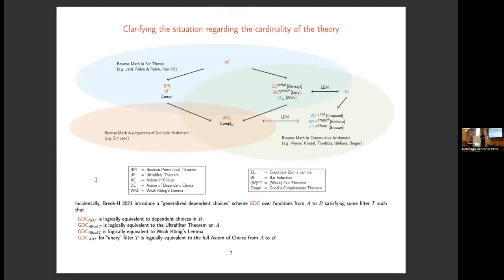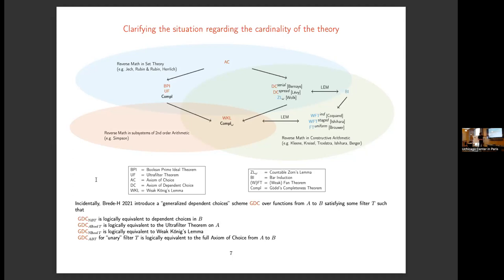So this is the basic. In this slide, I try to superimpose what three different communities are telling about the choice axiom. So in blue, you have the set theory. What people in set theory say.